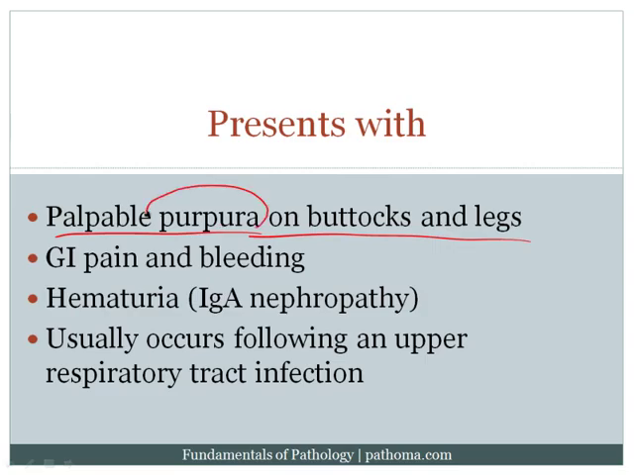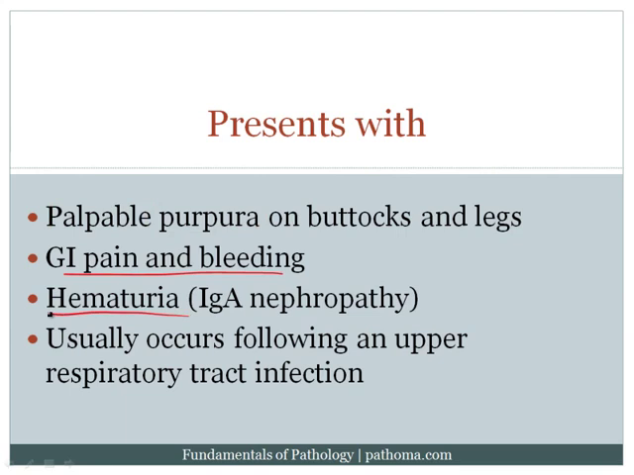The purpura indicates that it looks very similar to bleeding in the skin. However, remember that when you have bleeding in the skin, it would not be palpable. In this particular case, it is palpable, and that's because there's inflammation along with that vasculitis. So the patients get palpable purpura, and that word palpable is very important, on the buttocks and the legs. They can also get involvement of the abdominal tract, resulting in GI pain and bleeding. They can get involvement of the kidney, which results in hematuria.